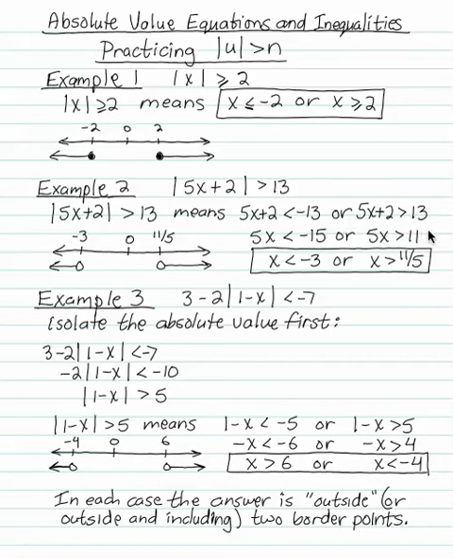I subtract 2 from both sides in both these cases. I divide both sides by 5 in both these cases. And I have my two winning regions. Either x is less than minus 3 or x is greater than 11 over 5. This time I do not include the border points because I didn't have an equal sign in my problem.